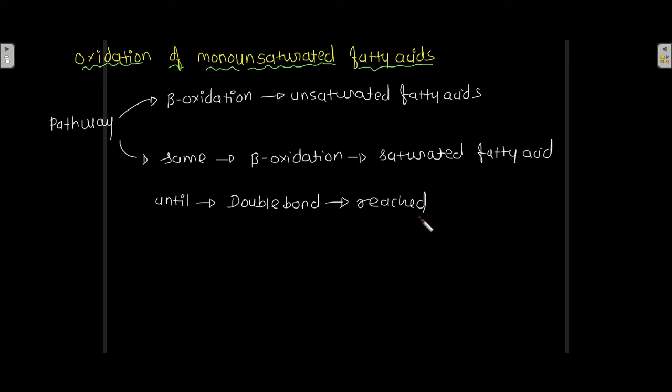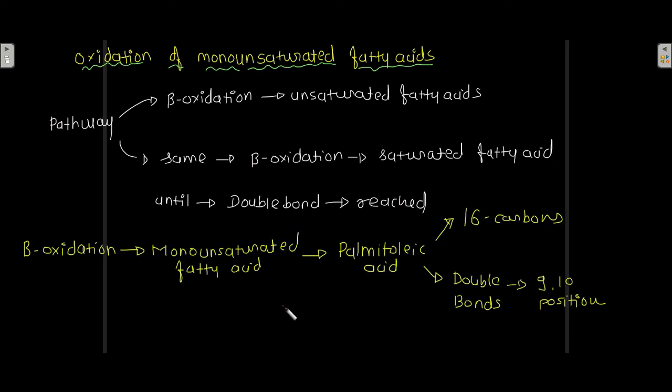Until a double bond is reached, these two processes are the same, but once the double bond is reached, there is a change in the pathway for the beta oxidation of unsaturated fatty acids. So now let's consider an example of the beta oxidation of an unsaturated fatty acid, palmitoleic acid, which is made up of 16 carbons and has a double bond at the 9 and 10th position. Let's consider the beta oxidation of this monounsaturated fatty acid.